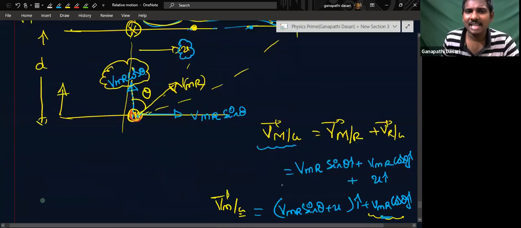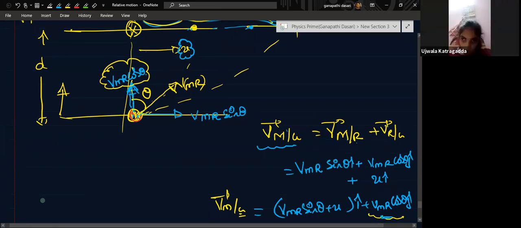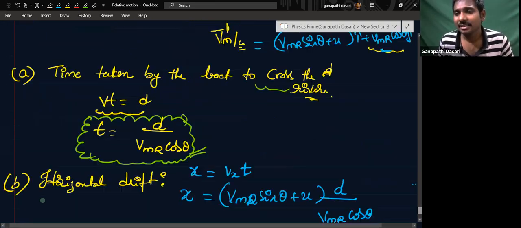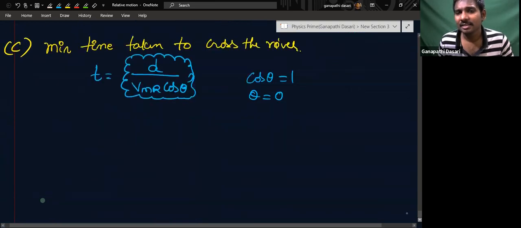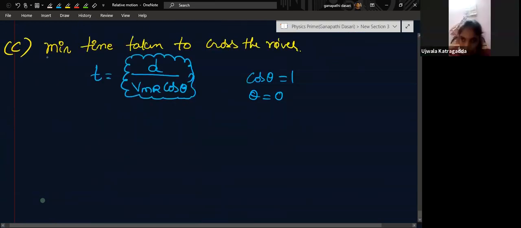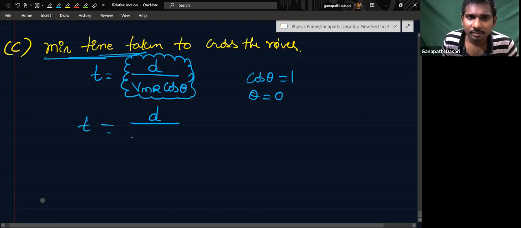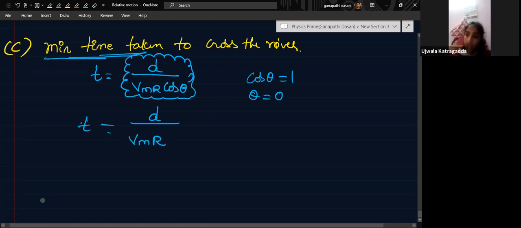That means what is happening? Exactly when he points toward the opposite end, he will not go exactly to the opposite end, he might go somewhere like this, but he will reach in minimum time. Theta is 0, minimum time. That minimum time is T equal to D by VMR.